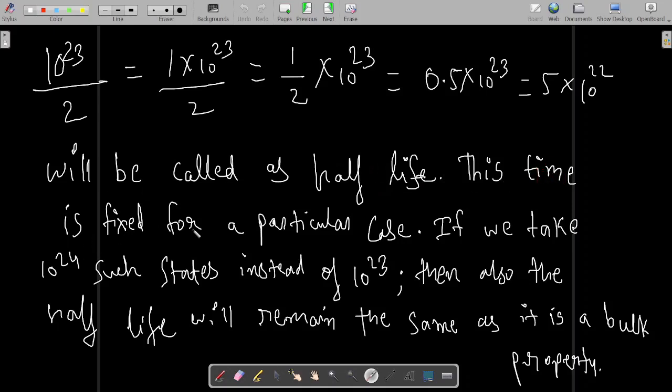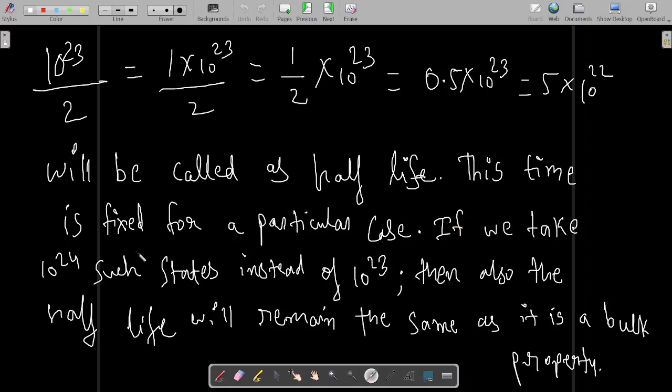This time is fixed for a particular case. It depends on material to material. It depends on the nature of the ground state and excited state. So this time, that is half life, is fixed for a particular material and for a particular case of two excited state and ground state cases. So for a particular fixed situation, this half life is fixed.